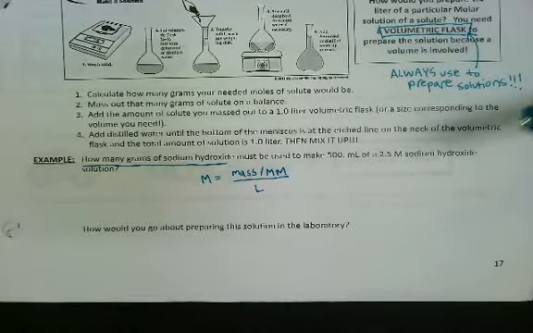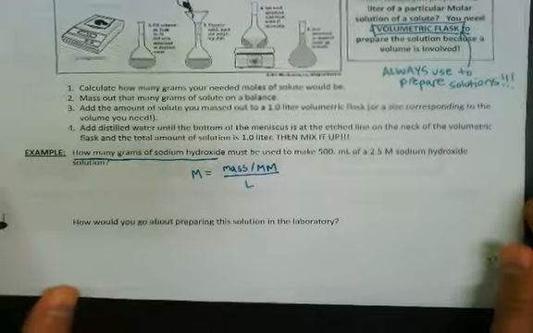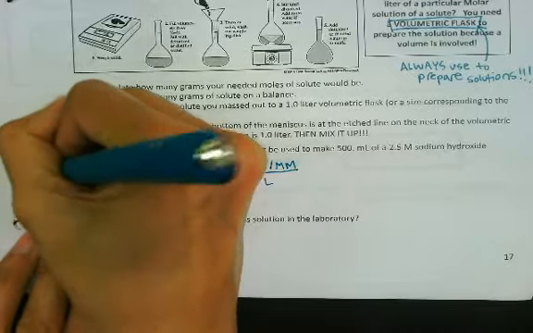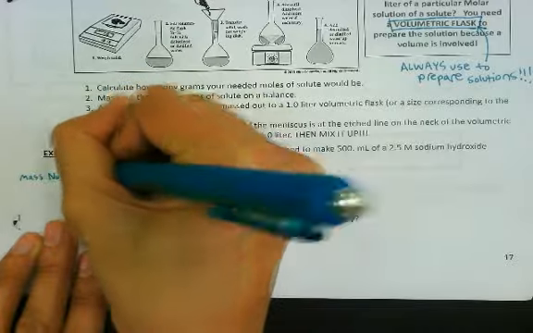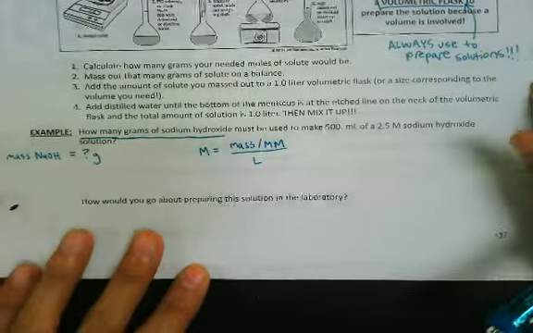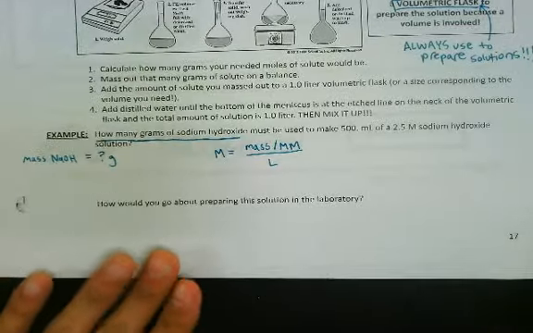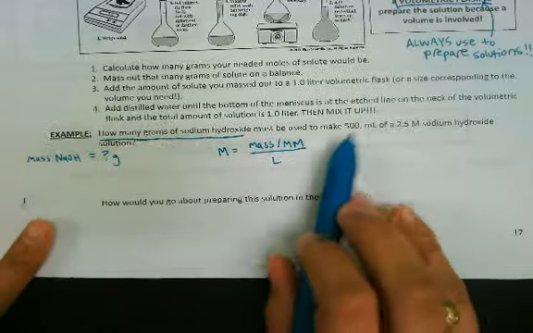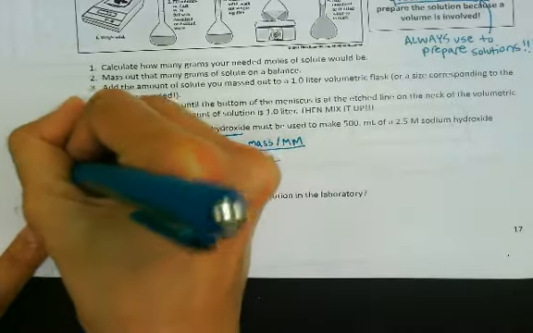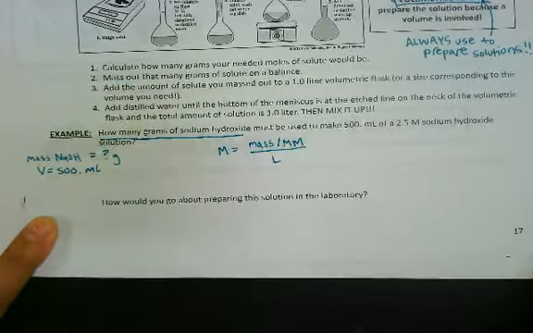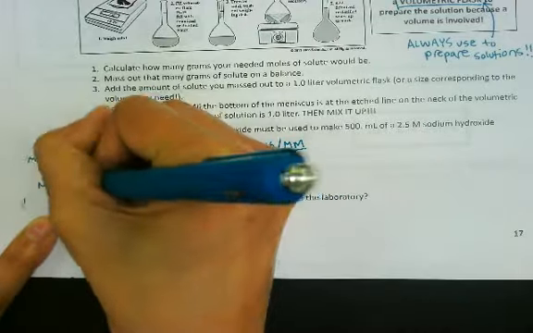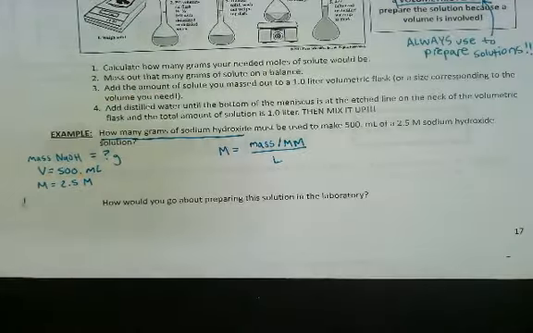I also think it's beneficial to write out everything you know off to the side on your problem. So we are trying to figure out the mass of sodium hydroxide needed to make this. I'm going to put, question mark number of grams. We don't know how many grams we need. We're going to try and figure that out. We do know the volume. We were told the volume was 500 milliliters. And we know the molarity is 2.5 molar, or 2.5 moles per liter.